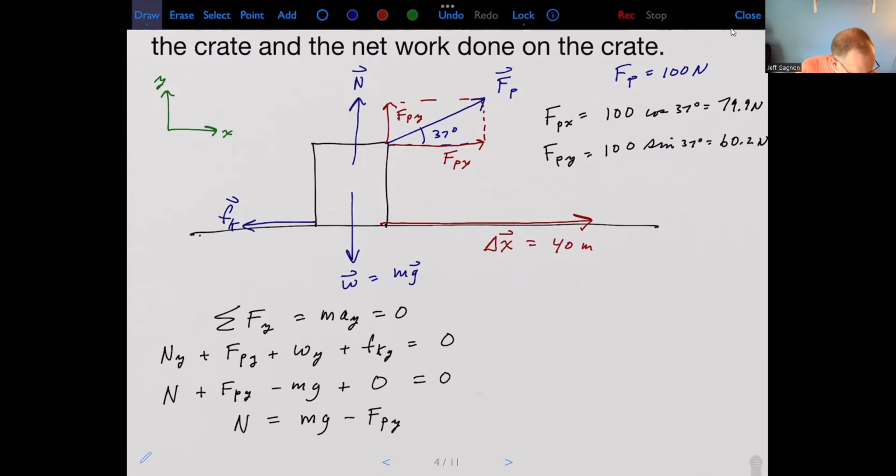So if I work this out, what was the mass of this? So the mass of this crate, it looks like, is 50, right? The m of this crate is 50 kilograms. So this is going to be 50 times 9.8 minus, and then FPY we already figured out was 60.2. So that's going to equal 429.8 newtons, right? So that's the normal force.